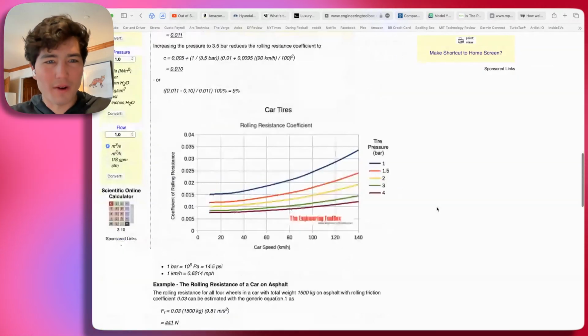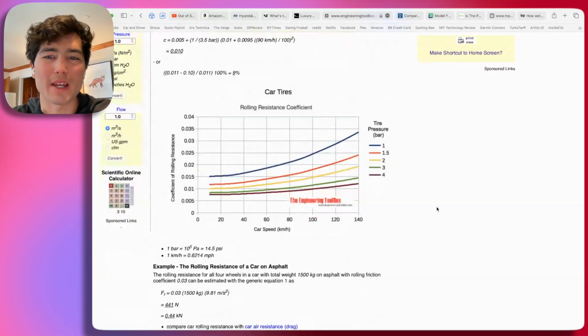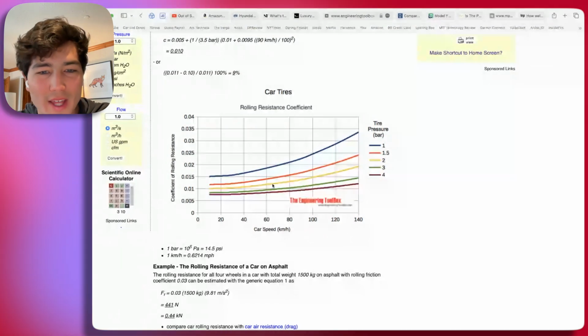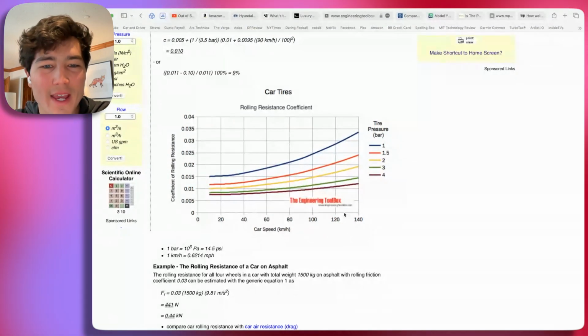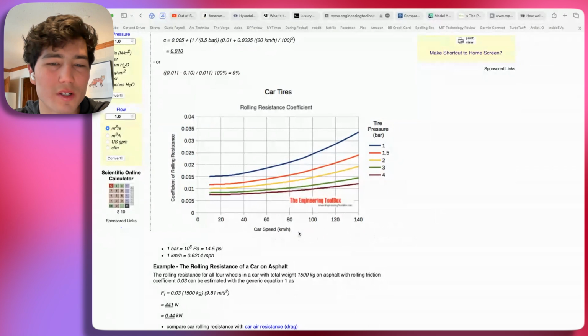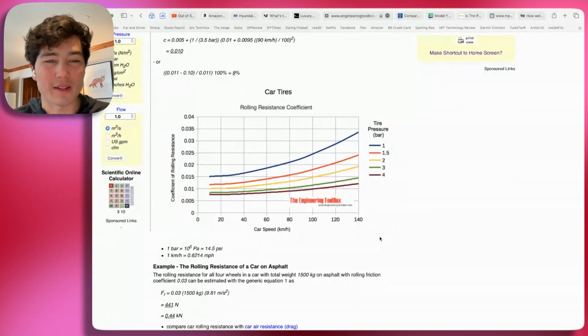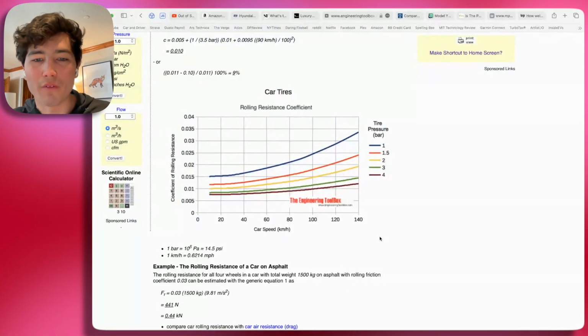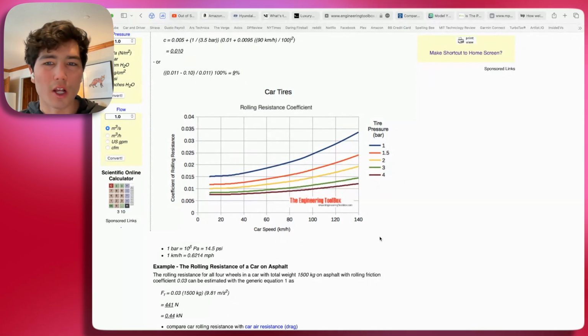So a lot of nerdy graphs and information going on here, but let me explain what's going on. In this graph, what we see along the x-axis is car speed, right? As car speed increases, we see the coefficient of rolling resistance, basically the amount of rolling resistance we have for any given set of wheels and tires, go up. That's a normal relationship. The faster you go, the more resistance there just is.